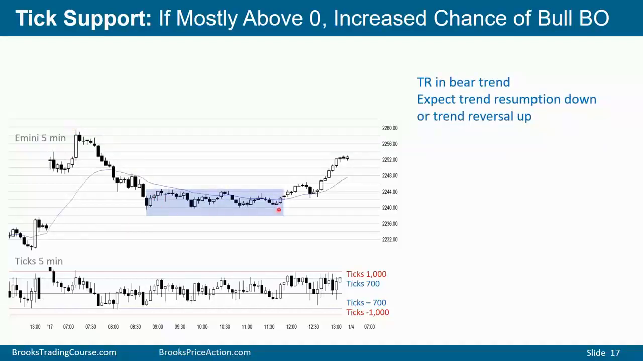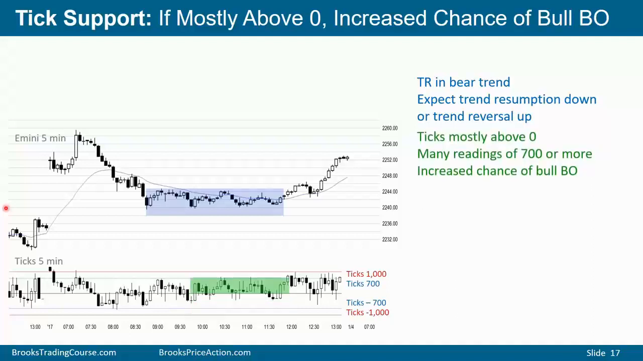I mentioned that we had a bear trend. We were sideways for about 30 bars, maybe 40 bars. But look at ticks during that time. Ticks are mostly above zero, yet price is below the moving average, and we're in a bear trend. That increases the chances that we're going to get a bull breakout.